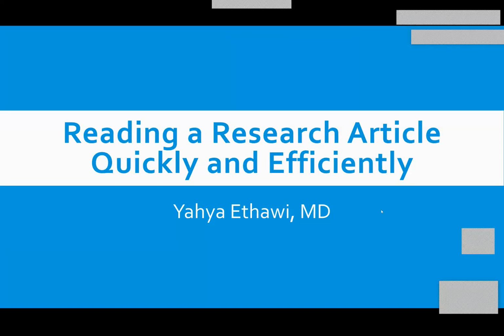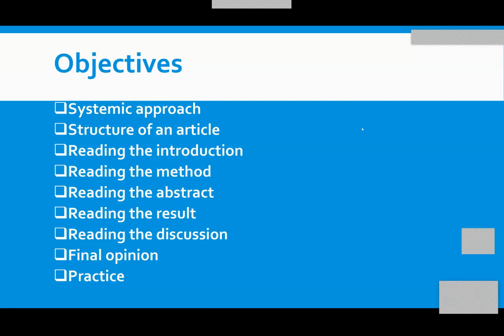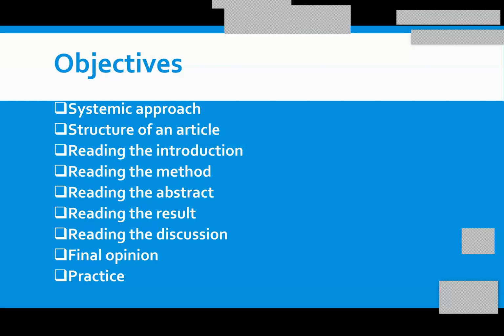Anyhow, so I'm starting. My name is Yahya Isawi, and I am a consultant neonatologist, and I'm a research advocate. Today is the second session of a series of presentations about conducting research. We started with the first session, which is how to generate a research question, and today we'll be talking about how to read an article. My objective in today's talk is to read an article in a systematic way, and I will give you the structure of an article, including introduction, method, abstract, result, discussion, and then how to make a final opinion about an article. And hopefully, at the end, I can do some practice with you.